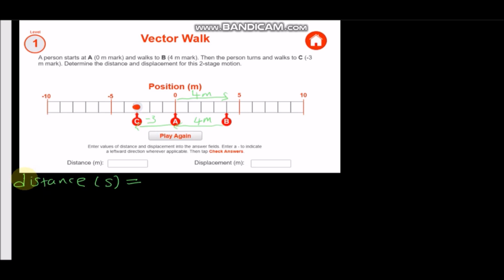Okay, just add all the distance that the person covers. We add the first 4 meter plus, then from point B to point A 4 meter plus, then from point A to C equals 3 meter, in total 11 meter. Okay, this is the distance. The total path that the person covers.